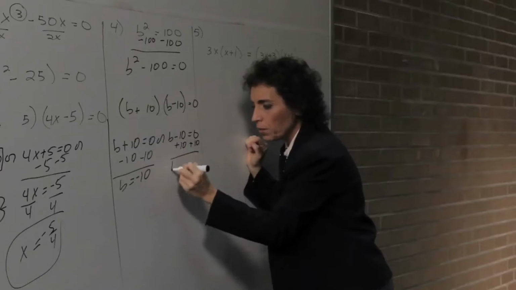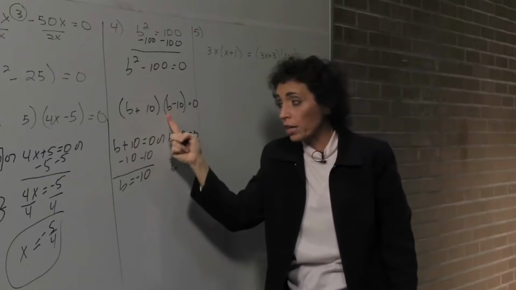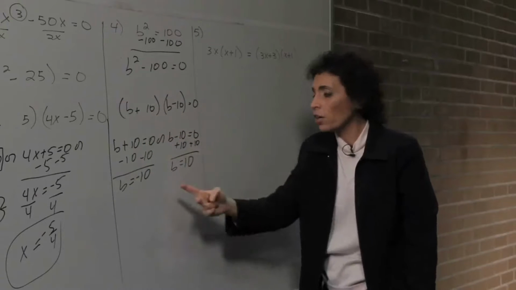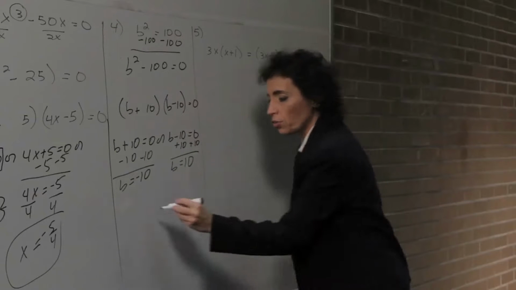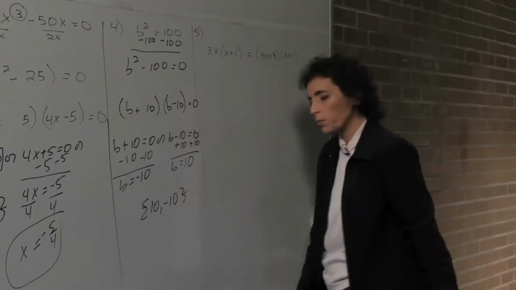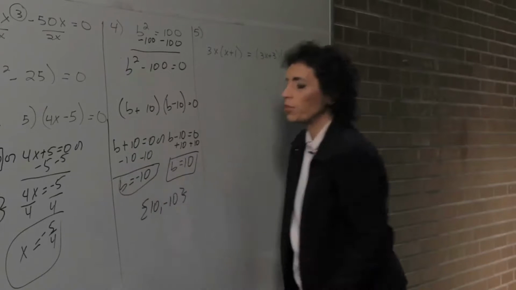Plus 10. B equals 10. When you have conjugates, these are not opposites. Remember, they're conjugates. When you have conjugates as your factors, and it's set equal to 0 and you're solving, you're going to get opposites as your answers. So you can put them in set notation if you like, or you can write them as plus or minus 10, whatever makes you happy. Okay? That takes care of number 2.